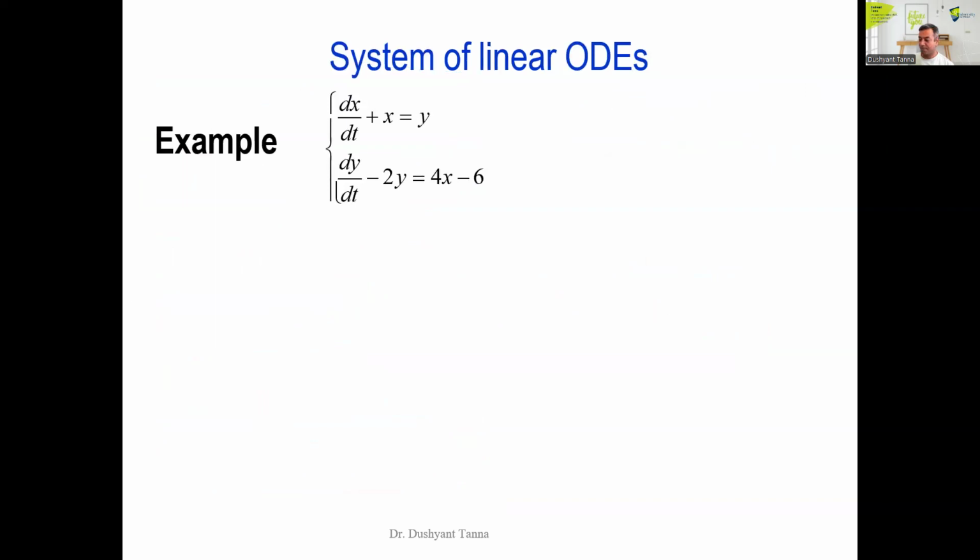Let's take the next example. dx by dt plus x is y, dy by dt minus 2y is 4x minus 6. Okay? This is very easy to start with, reason being, you already have the value of y. Up here, you're talking about dy by dt. It's just differentiate it once more, and that's it.